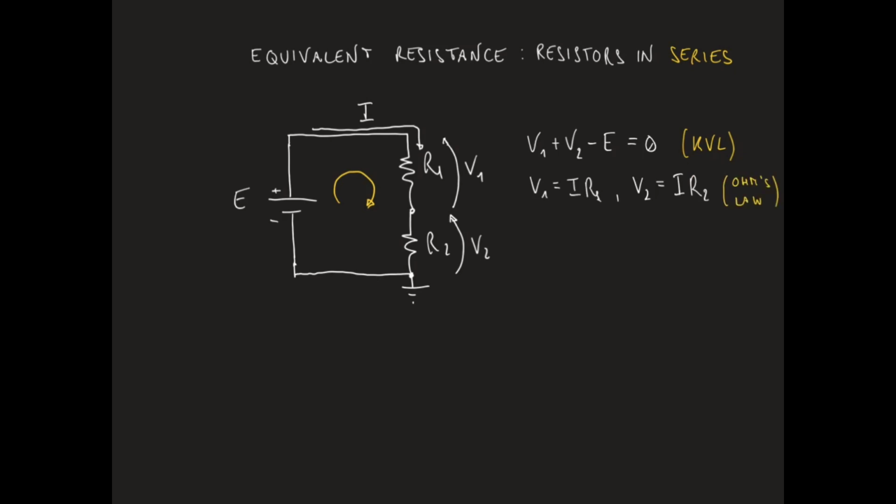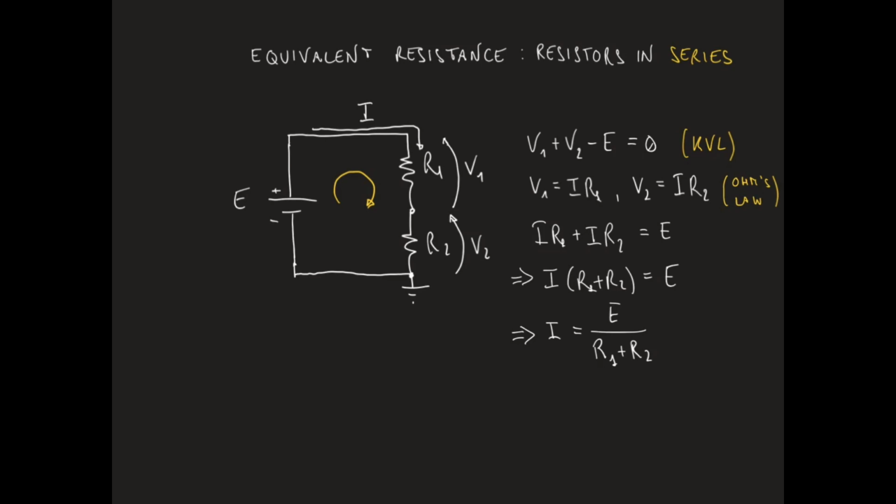If we replace V1 and V2 in the first equation with their expression as a function of the current I, we get I R1 plus I R2 equal to E, or I times (R1 plus R2) equal to E, from which we get that the current I provided by the battery E to the load consisting of the series of the two resistors R1 and R2 can be written as E divided by R1 plus R2.